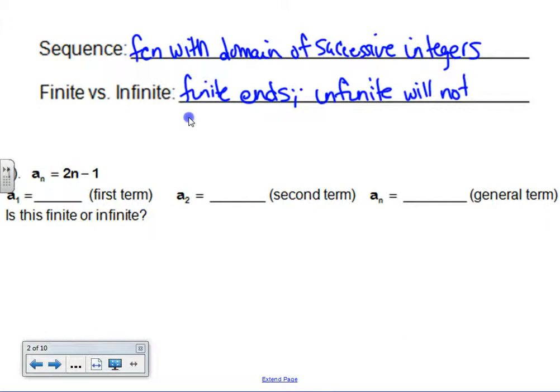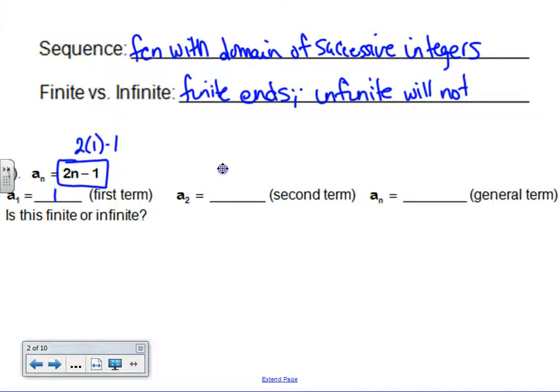So our first sequence that we're going to look at is a sub n, which is notation for sequences. We don't use f of x or any sort of function notation because while these do look like functions, we're going to determine them to be sequences. The general term is 2n minus 1, and a sub 1 represents the first term. So if I were to find the first term of my sequence, I go to my formula and I substitute in a value of 1 for n. So 2 times 1 minus 1 is a 1.